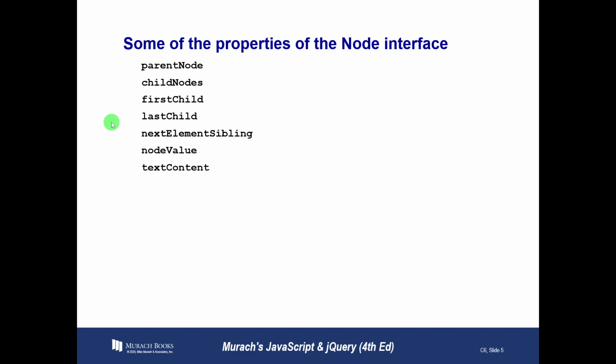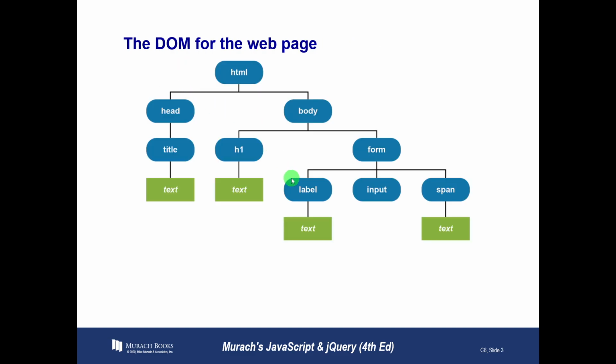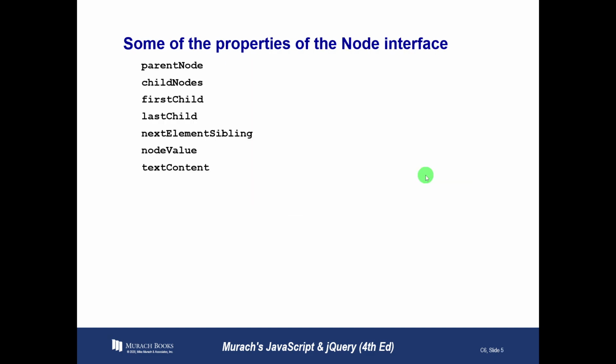Some of the properties of the node interface. We can talk about parent and child nodes. So let's go back. So the form is the parent node for the label, input, and span. The span, the label, and the input are the children of the form. So we can talk about this parent-child relationship. The body has an H1 and a form child. The form has the label, input, and span children. Those will come in handy for us.